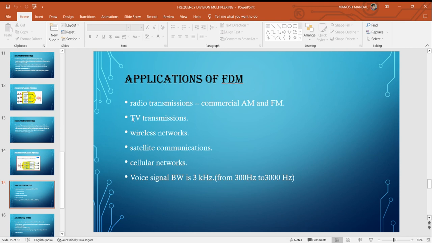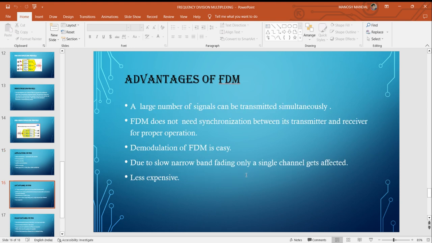Applications of FDM. Frequency division multiplexing has several uses: radio transmissions, commercial AM and FM, TV transmissions, wireless networks, satellite communication, and first-generation phones like cellular or mobile phones. Voice signals have a bandwidth of about 300 to 3000 hertz.